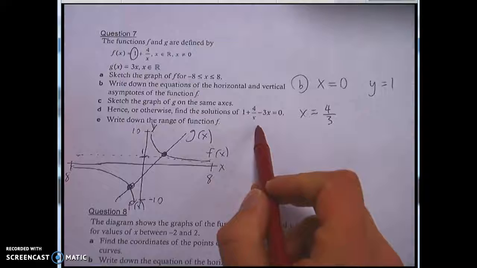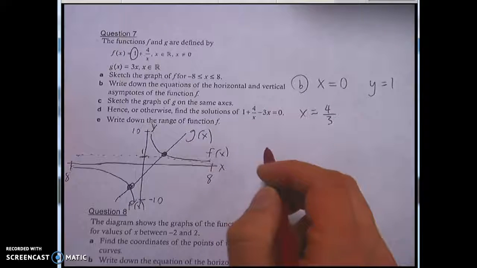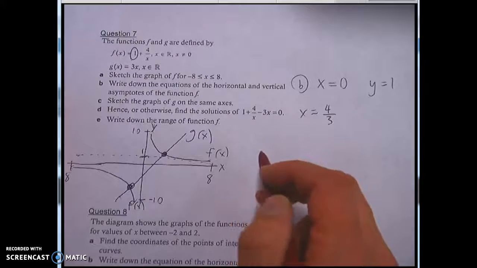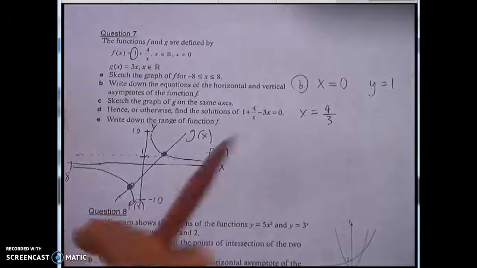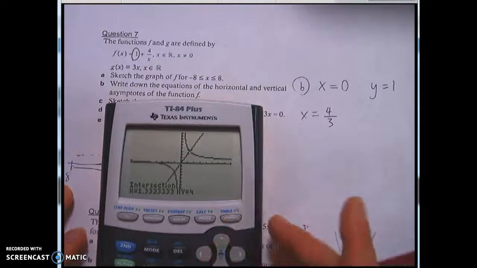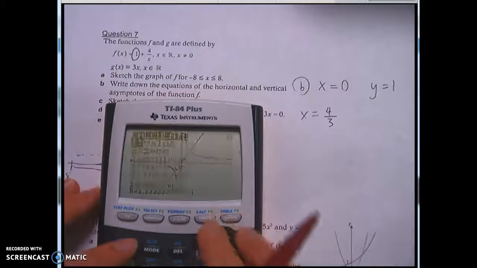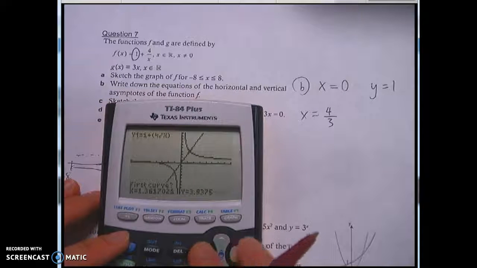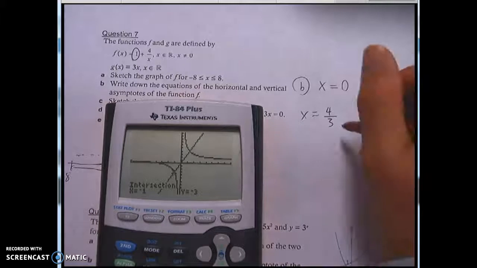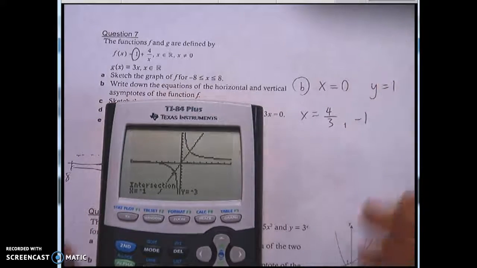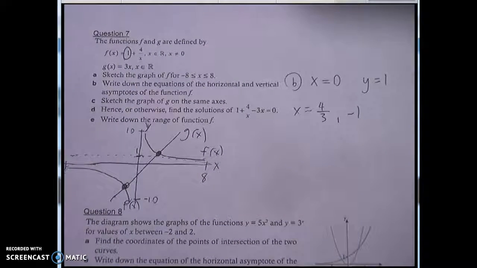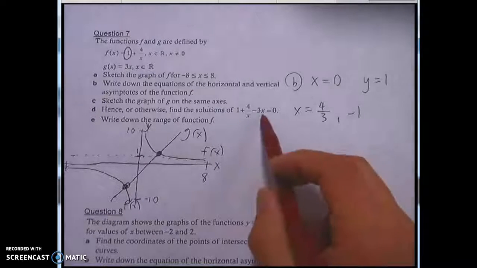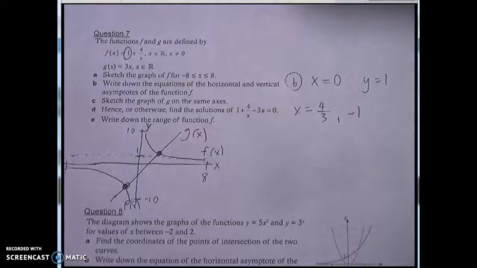Now again, because of the phrasing here, it doesn't say find the coordinates where they cross. I'm not concerned about the y value. I'm only concerned about the x, because it says find the solutions for this thing that only has x's in it. And second calc 5, go over to the other side, enter, enter, enter. The other value of x is -1. So the two values of x that are the solutions to this equation are 4/3 and -1. You could have solved that algebraically too, but I don't recommend it.